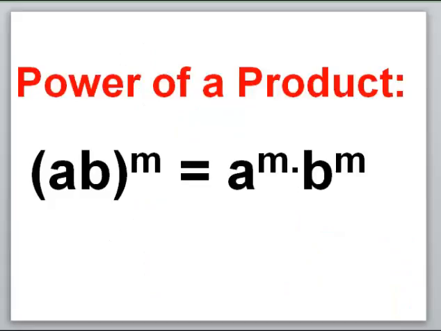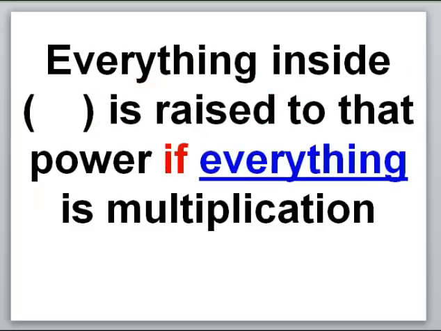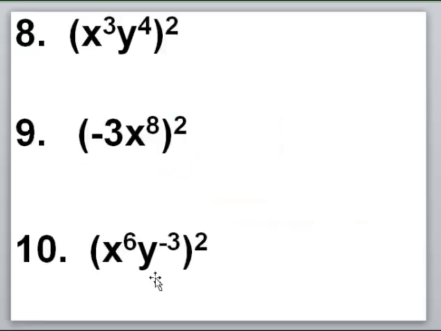Sometimes we've got more than one thing inside the parentheses, and so we have to raise each of those parts to the exponent. So we need to make sure that you know that everything inside the parentheses is raised to the power if everything is multiplied. As we look at all these, they are all being multiplied together, so we are going to raise each of these to the power. What that means is we're going to use our rule each time. We're going to multiply these numbers together. So I've got x to the 6th, 3 times 2 is 6, and y to the 8th, 4 times 2 is 8.